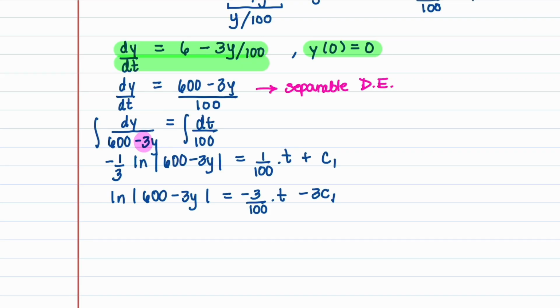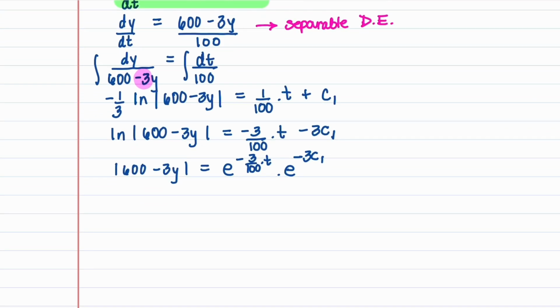We can now exponentiate both sides of our equation. On the left, the e and the natural log are going to cancel out. So on the left, we're just left with 600 minus 3y. And on the right, we have e to the minus 3 over 100 times t. And then let's write this and split up the exponential like this.